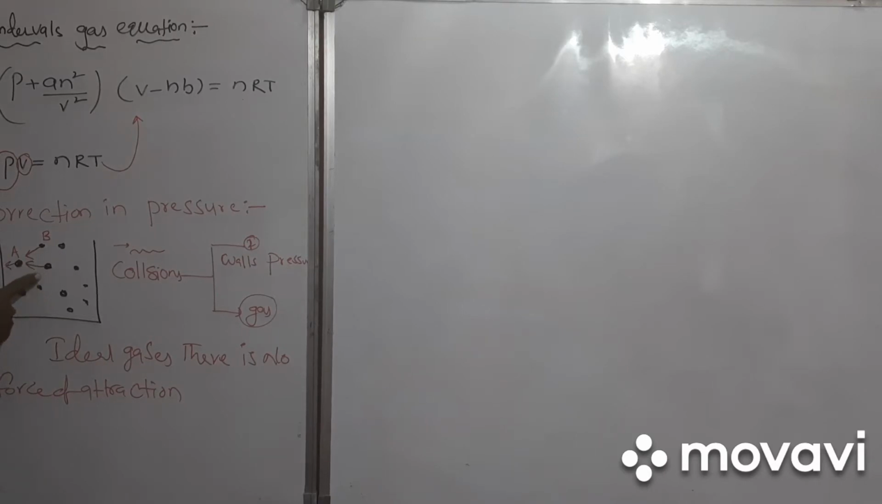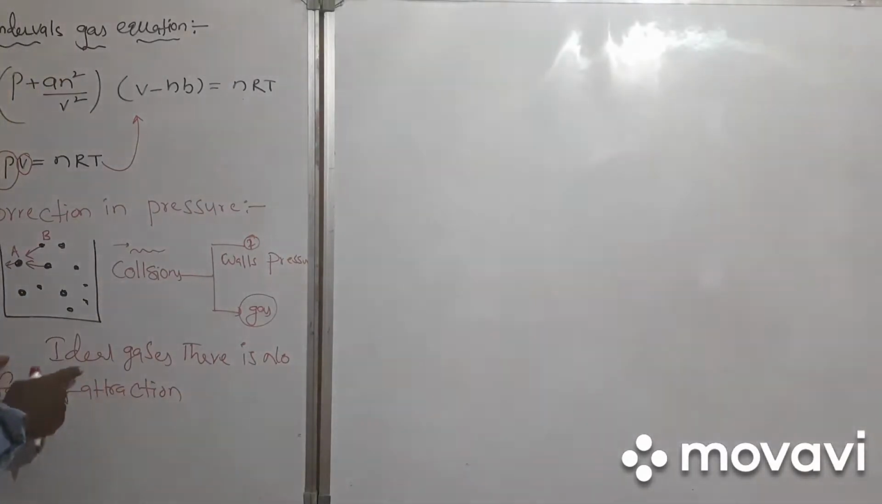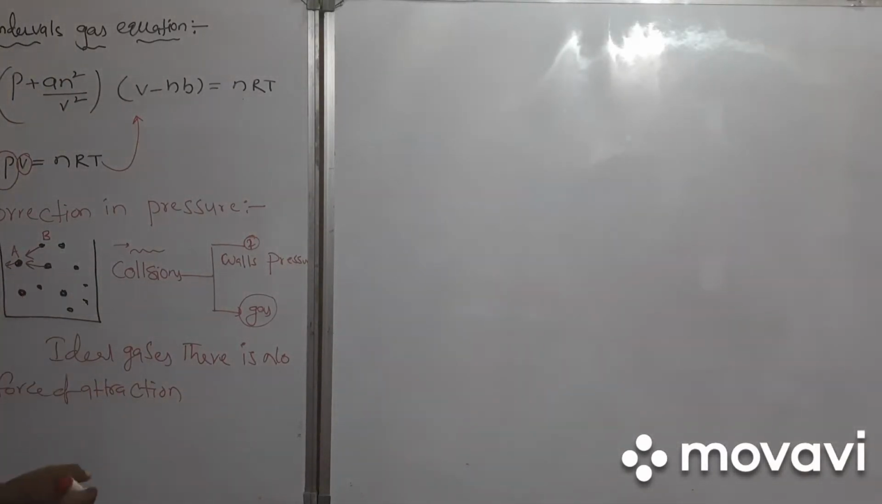That molecules is nothing but which molecules are making collision with the walls of the container, only that type of molecules will be there. B type of molecules will not be there in case of what? Ideal gas. Why? Because in ideal gases there is no force of attraction, so only one type of molecules will be there, right? But in case of real gases, two types of molecules will be there.